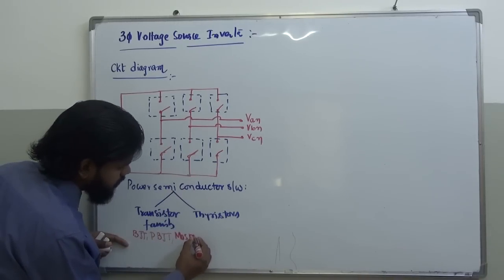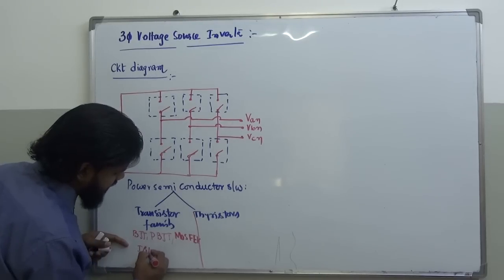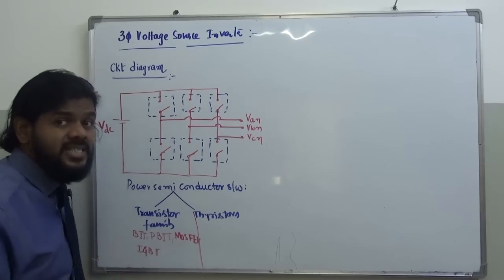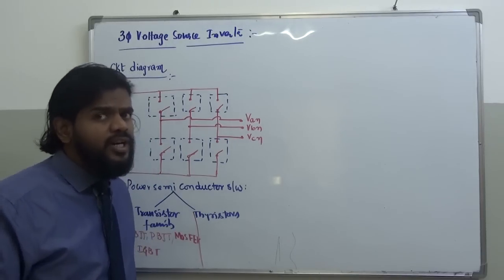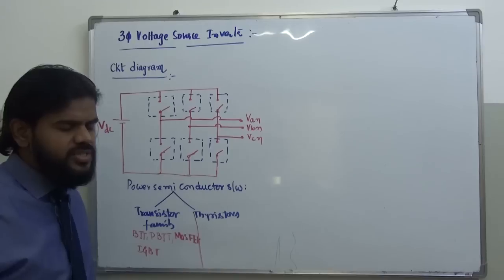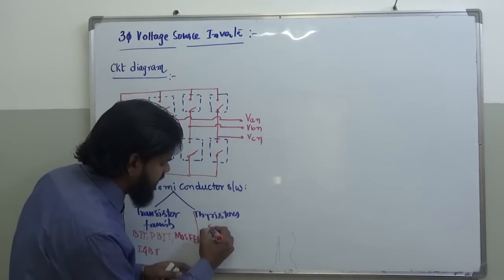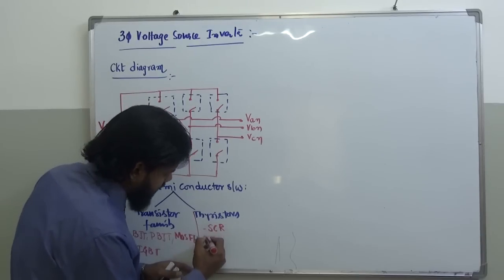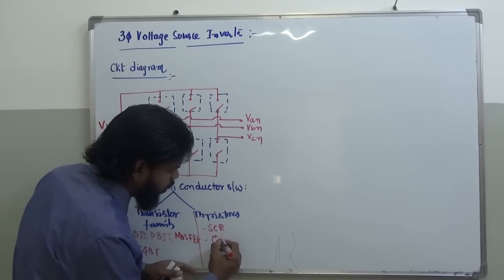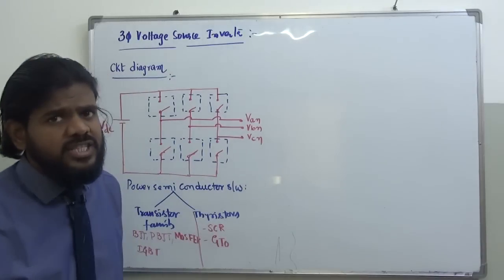And then you find IGBT, right? These are all the different transistors that are available in the family of transistors, which are referred to as power semiconductor switches. Now let us see thyristors. Thyristors start from SCR, the basic SCR, which is called a thyristor, and then you'll find a GTO and then MCT and so on. So you'll find many different power semiconductor switches.